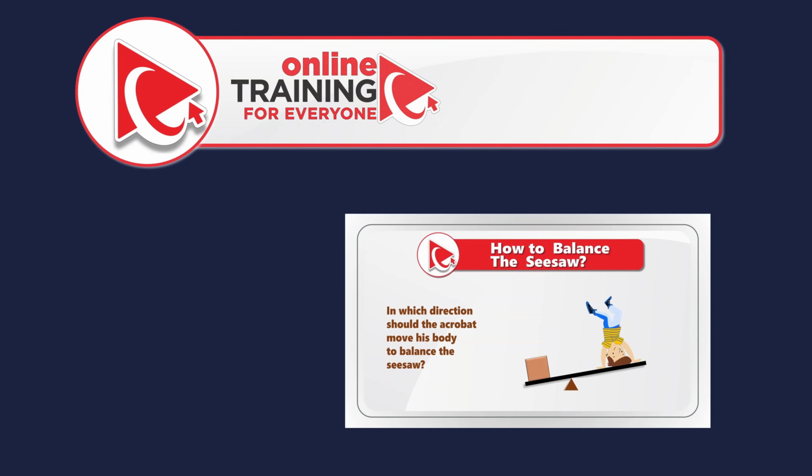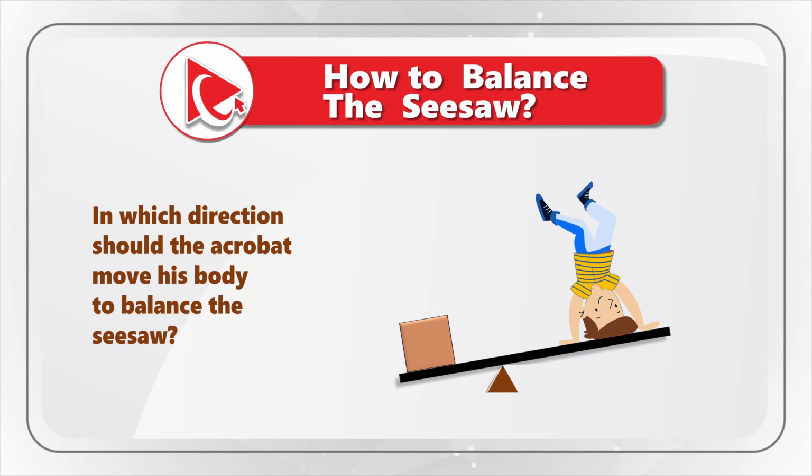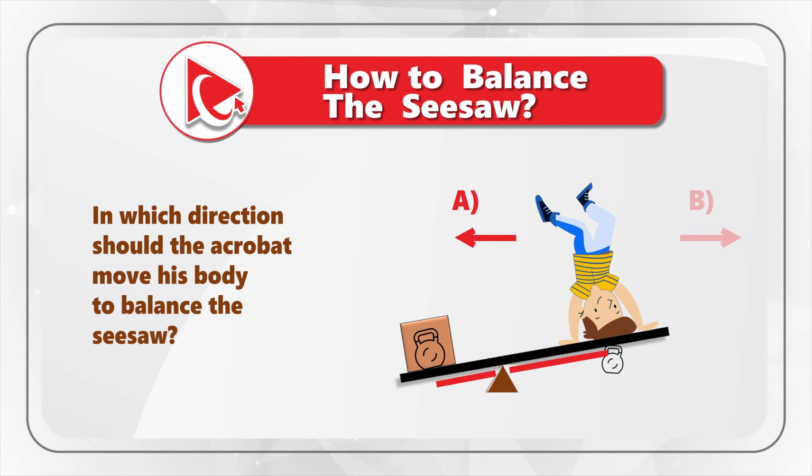And now I have a question for you to practice your skills. You're presented with the seesaw. On the left of the seesaw there is a weight, and on the right side of the seesaw there is an acrobat. You need to determine in which direction should the acrobat move his body to balance the seesaw. And you have two choices, choice A to the left or choice B to the right.